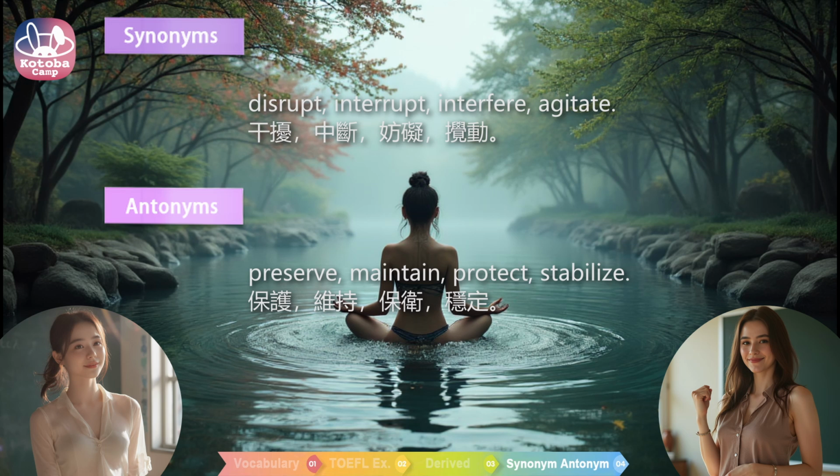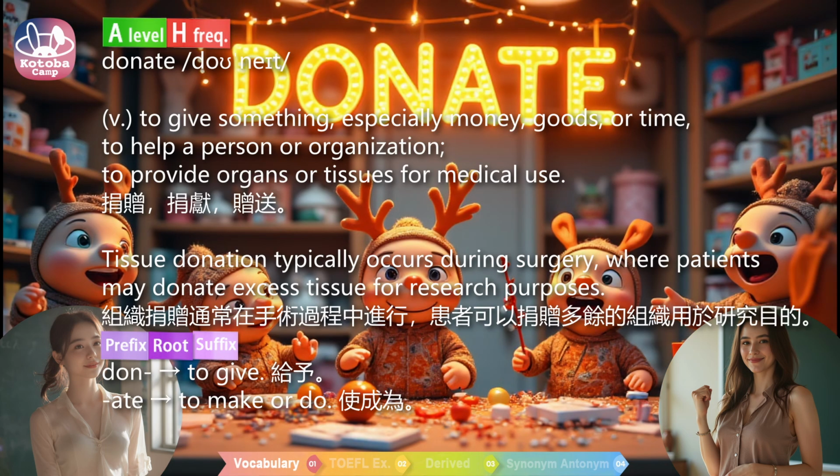Donate. To give something, especially money, goods, or time, to help a person or organization. To provide organs or tissues for medical use. Tissue donation typically occurs during surgery where patients may donate excess tissue for research purposes.